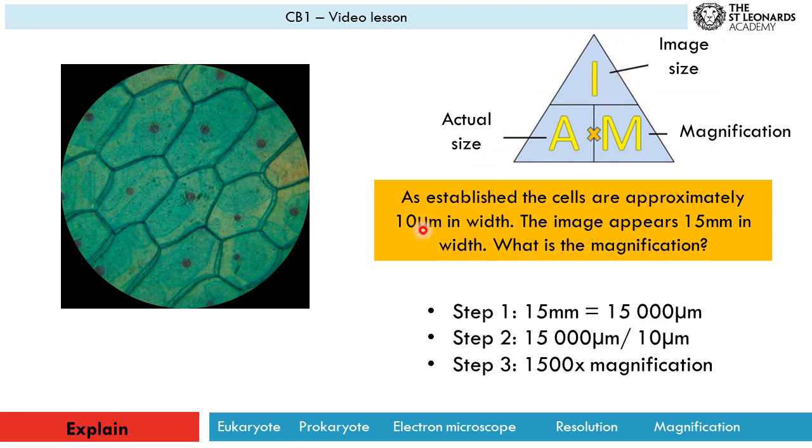Now we know the actual cell is around 10 micrometers in width. So the actual size of the cell, 10 micrometers, goes on the bottom. If a number is over another number, that means divide. So you're dividing these numbers. You're taking 15,000 micrometers, dividing it by 10 micrometers. This will give you a big number, 1,500 times magnification. So the answer to the question is 1,500 times magnification.